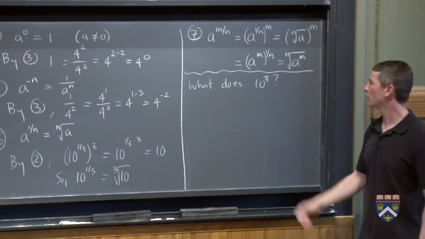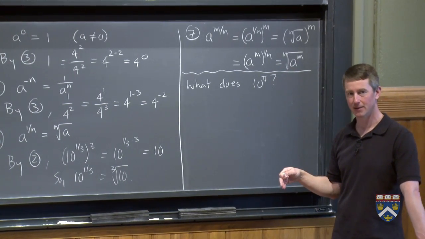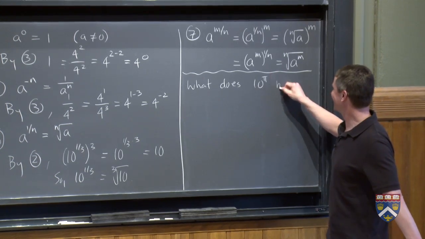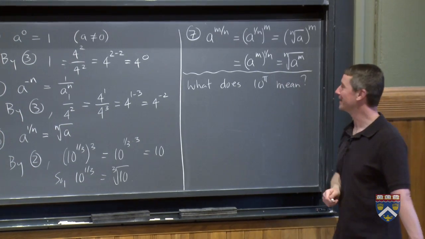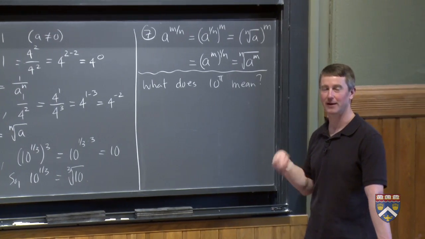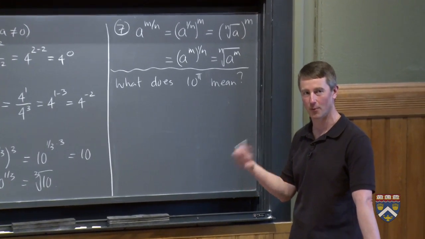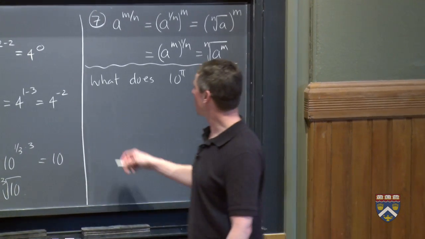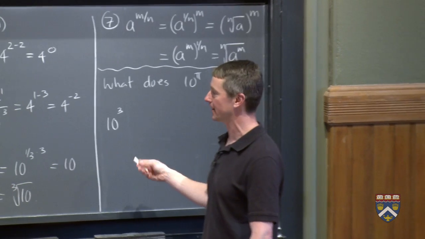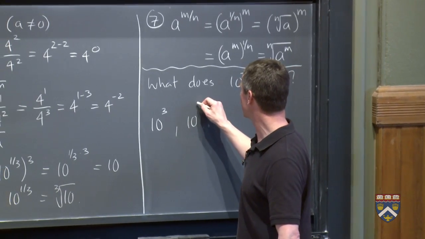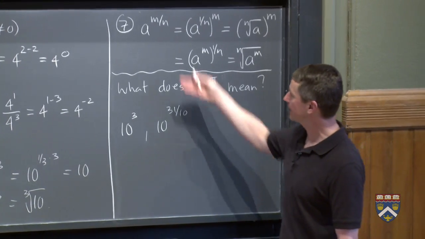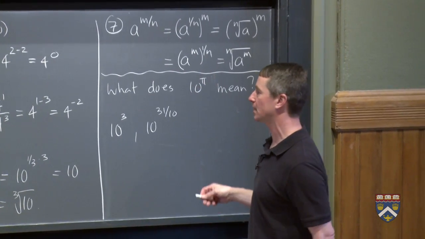The nice thing is that we know how to approximate pi using rational numbers as closely as we want. We can write it as 3 or 3.1 or 3.14 and so forth. So I can say 10 to the 3, and I know what 10 to the 3 means. And I can write 10 to the 31 tenths, in other words, 10 to the 3.1. And I know what that means by rule number 7 combined with rule number 6.